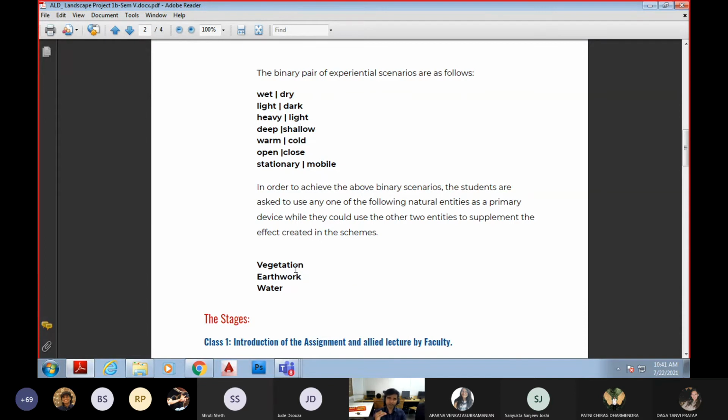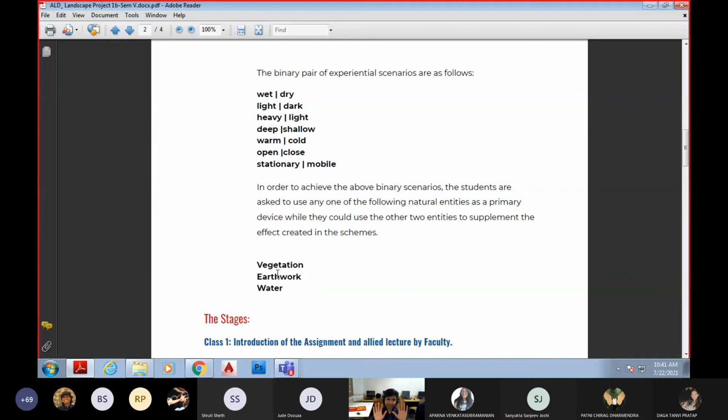Okay, so you're clear about the entities, right? What does earthwork mean? What does vegetation mean? What does water mean? Like in this case, yes or no? Yeah, yeah, yeah. Thank you. Okay, sure. And you're clear that you have to make two drawings.